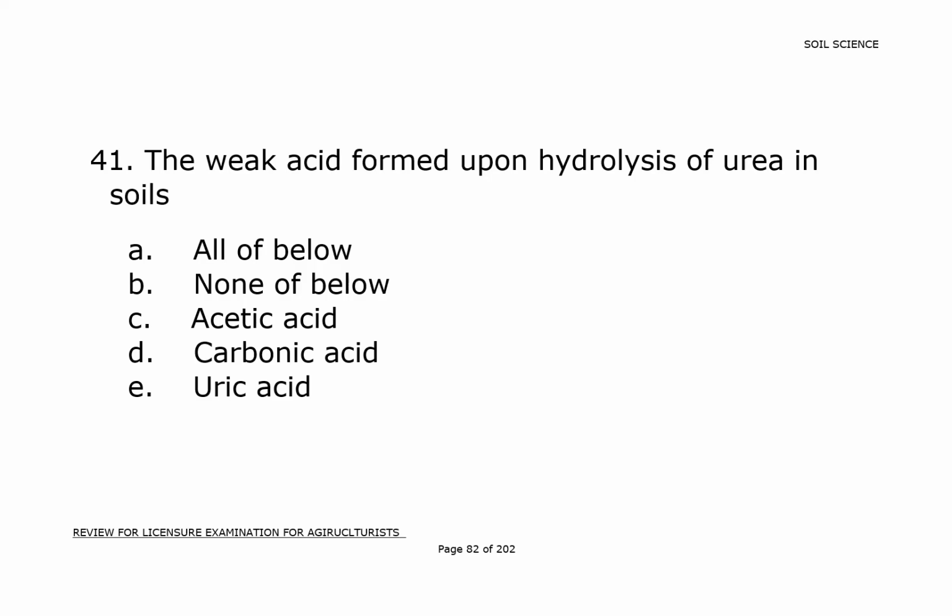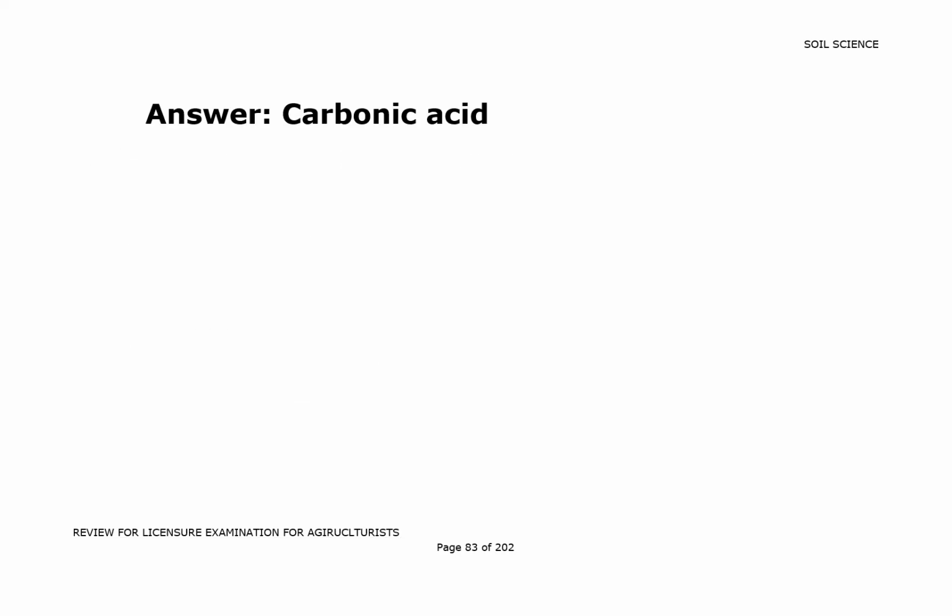Number 41. The weak acid formed upon hydrolysis of urea in soils. A. All of below. B. None of below. C. Acetic acid. D. Carbonic acid. Or E. Uric acid. The answer is carbonic acid.